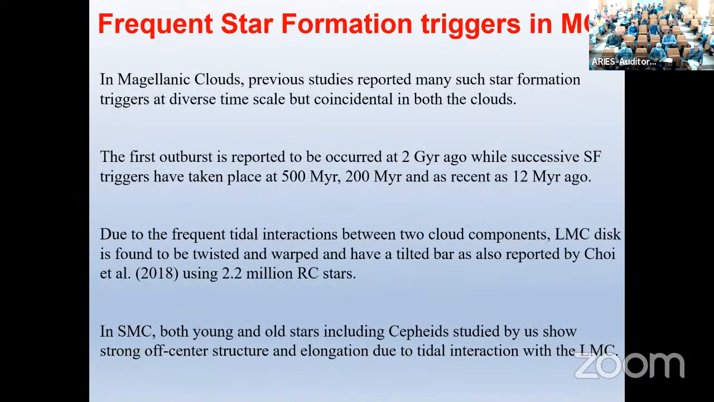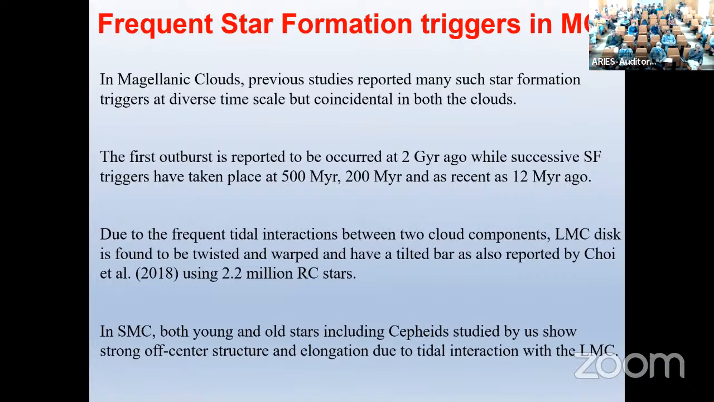As I said, these kinds of star formation events have been reported in the past, like 2 gigayears, 500 million years, and even as recent as 12 million years. So what happens is that the LMC and SMC, these two satellite galaxies, frequently interact with each other, they encounter, and when there is an encounter, star formation is suddenly triggered. And in fact, it is believed that the whole Magellanic Cloud system has some sort of interaction with the Milky Way also. In between the Large Magellanic Cloud and Small Magellanic Cloud, there is this Magellanic Bridge. You must have seen it on the first slide of this talk: there is this bridge, and you have the LMC and you have the SMC.